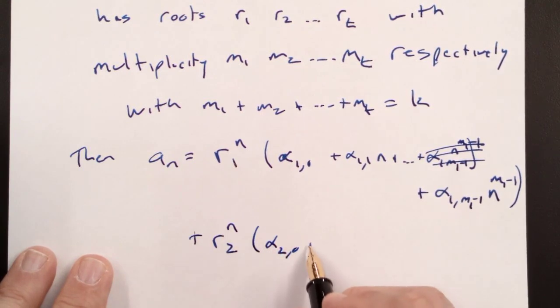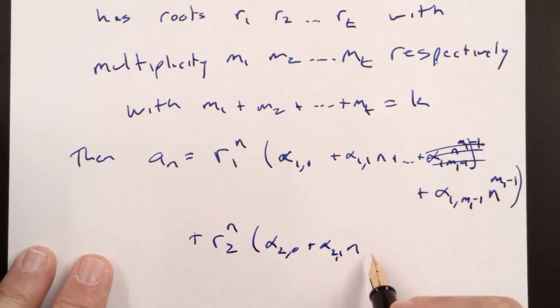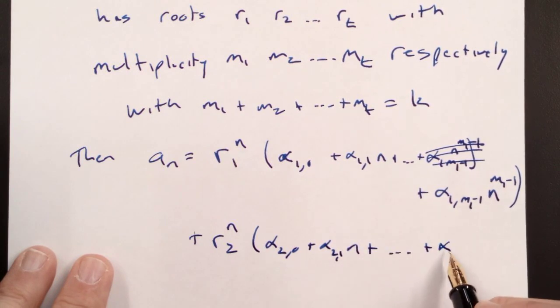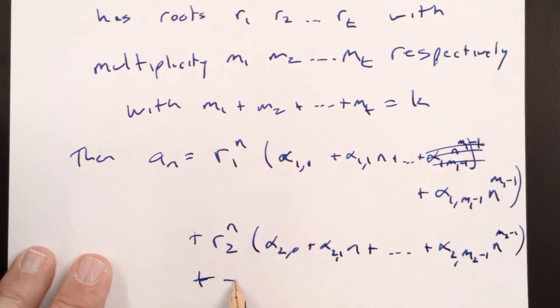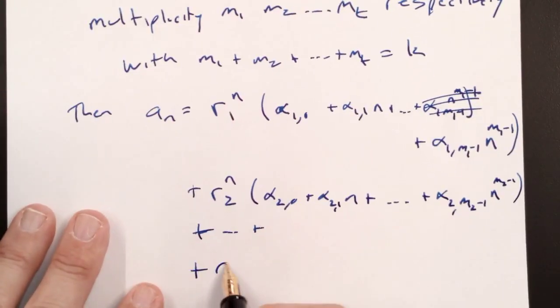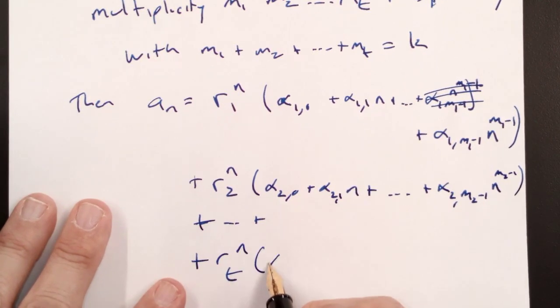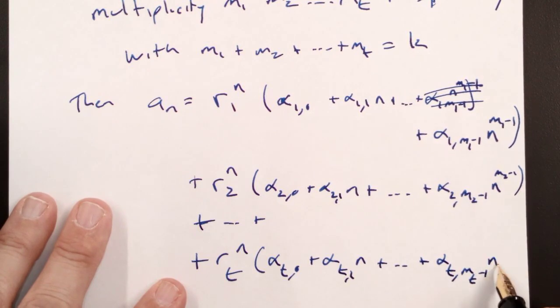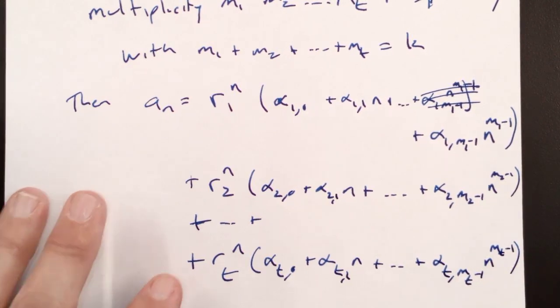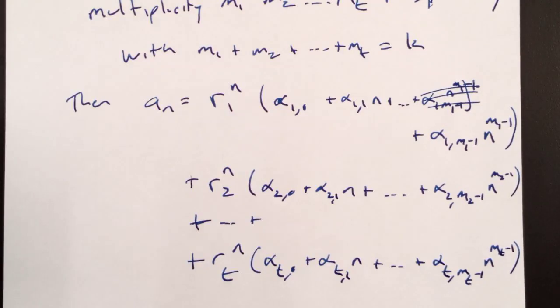And then I do the same thing for R2. Alpha 2,0 plus alpha 2,1 n plus dot dot dot plus alpha 2, M2 minus 1, n to the M2 minus 1. Plus dot dot dot, all the way to Rt to the n. Alpha t,0, alpha t,1 n, dot dot dot, alpha t, Mt minus 1, n to the Mt minus 1 power. Holy crap, that's disgusting, isn't it? No.